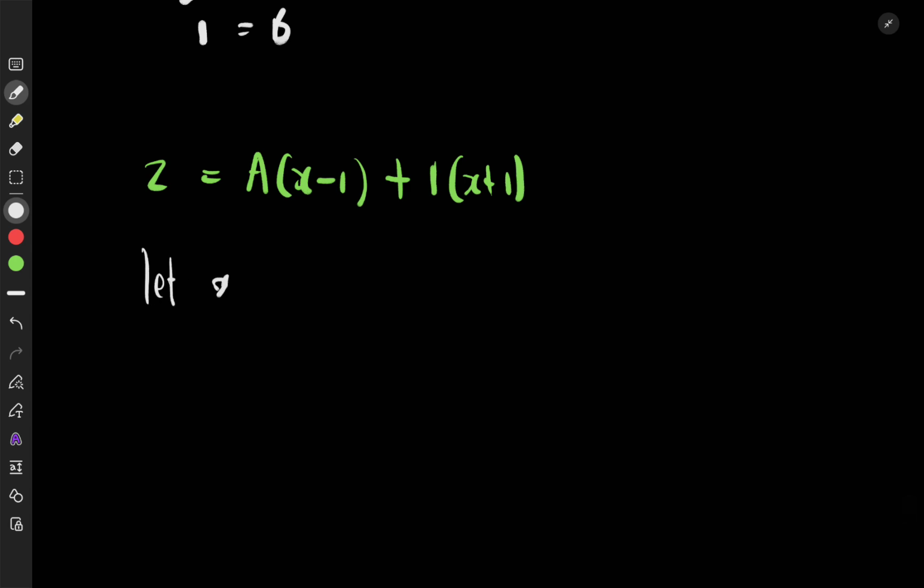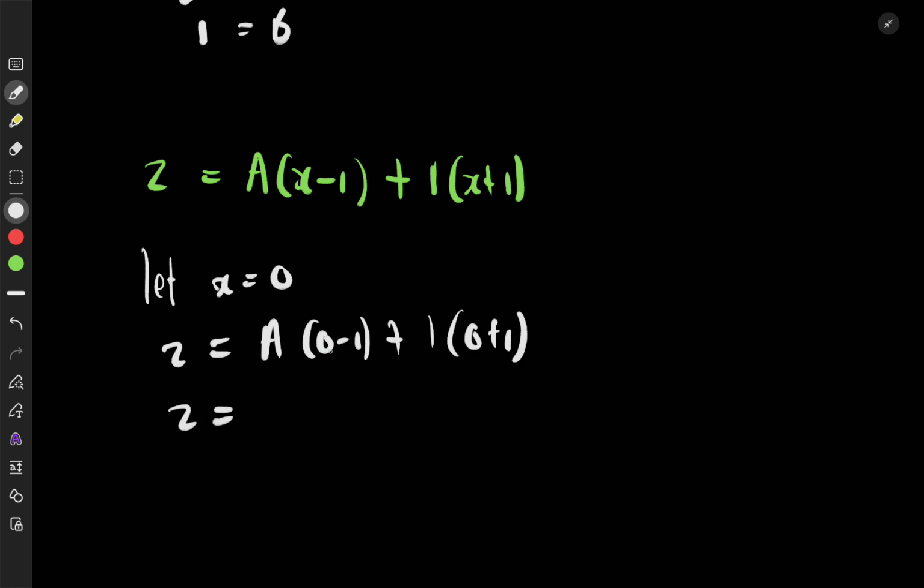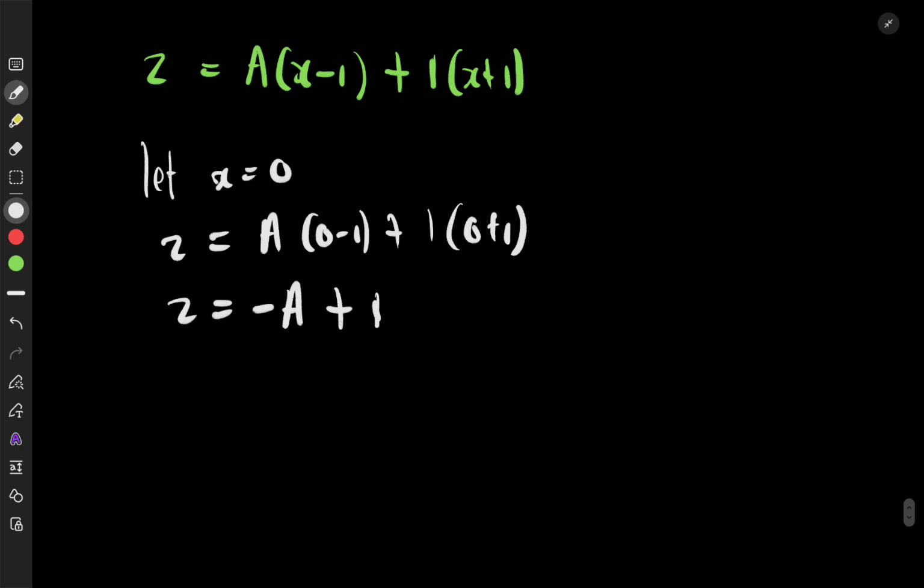So we can say let x be equal to 0. You have 2 is equal to a by 0 minus 1 plus 1 by 0 plus 1. So this is 2 equal to 0 minus 1 is negative, so it's negative a. And then plus here we have 1 times 0 plus 1, a 1 times 1 is 1. So it's 1.